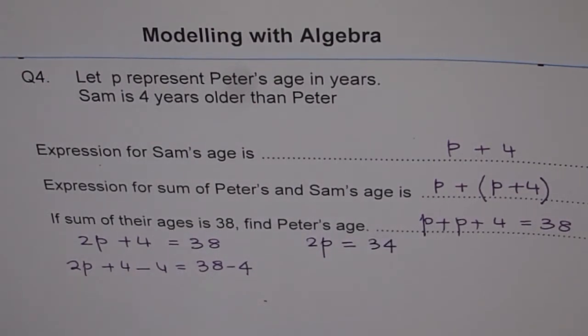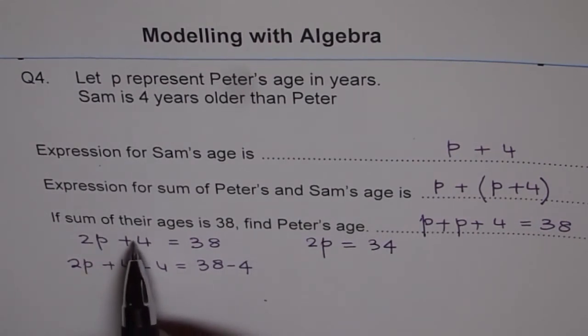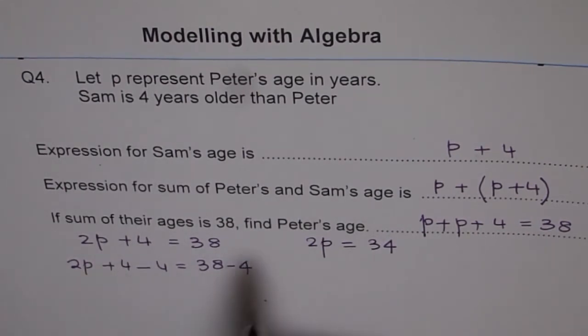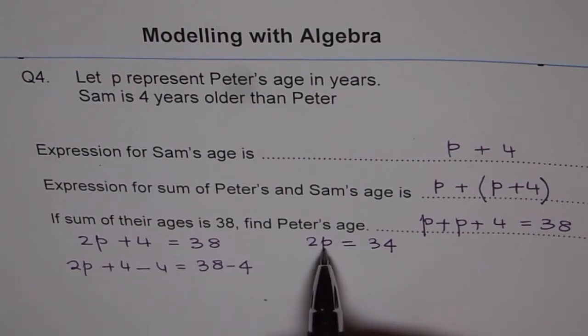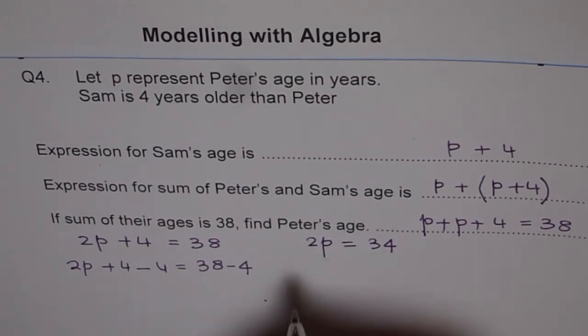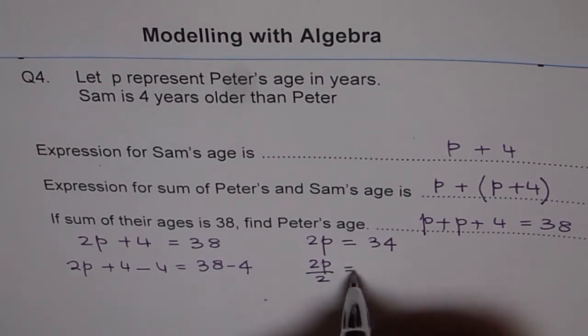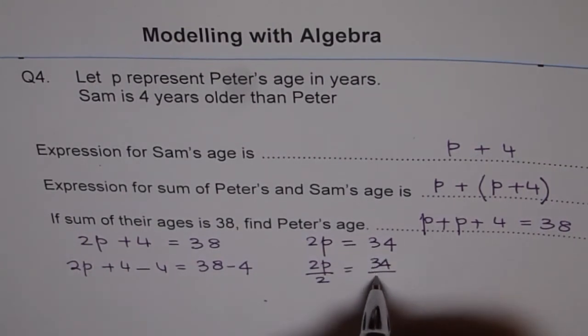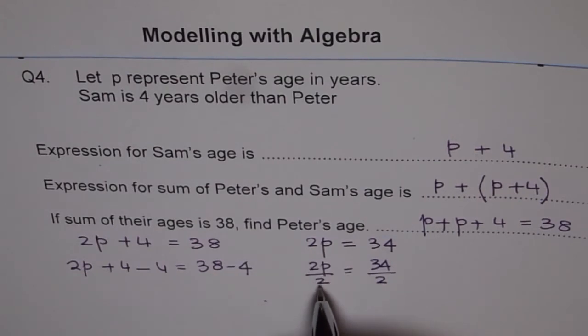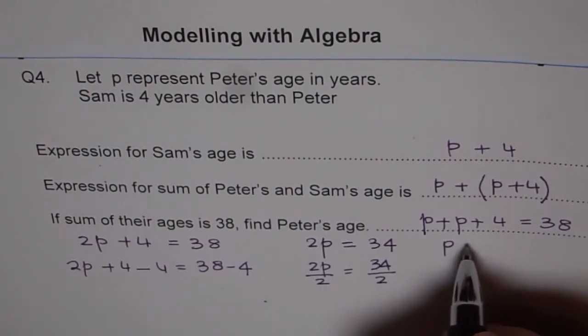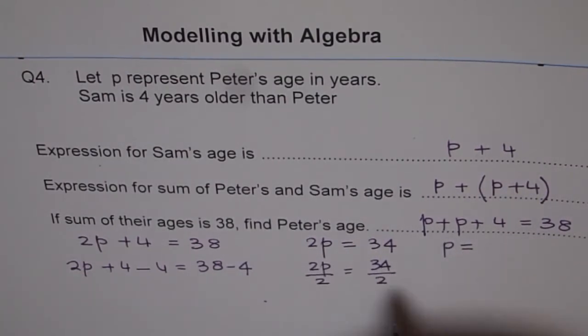Correct? Earlier it was plus 4, so you took away 4. Now it is 2 times P. We want to find what P is, and therefore we divide by 2. So we get 2P divided by 2 equals 34 divided by 2. 2P divided by 2 is P, right? So we get P equals 34 divided by 2, which is 17.